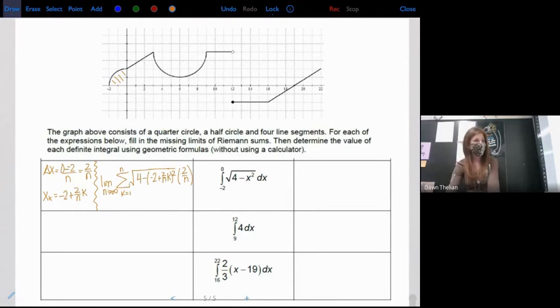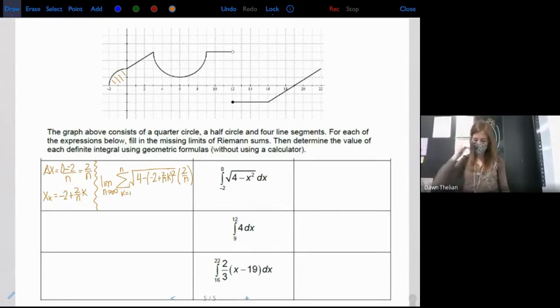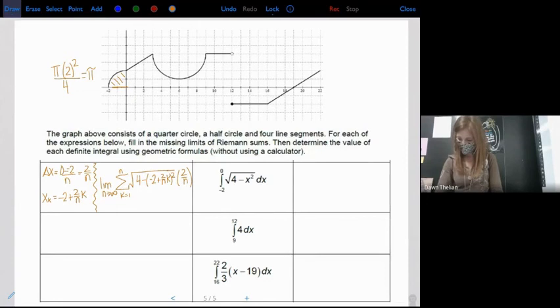And this one is above the x-axis. It doesn't matter that it's to the left of the y-axis. Above the x-axis is what's determining the sign. And pi times the radius this time now is just 2 squared, but it's only a quarter of a circle. So we divide by 4. That's not a whole semicircle. So this is just going to cancel to be pi. Anything above the x-axis is positive.